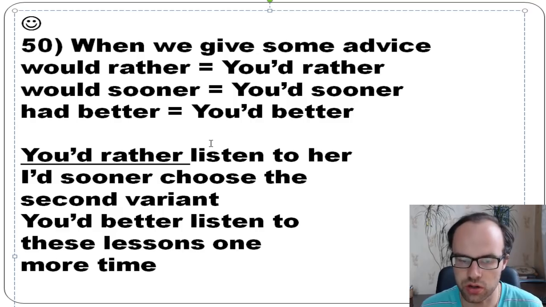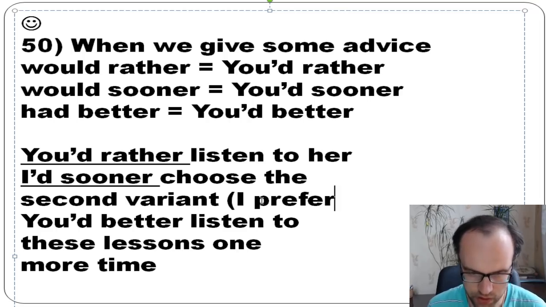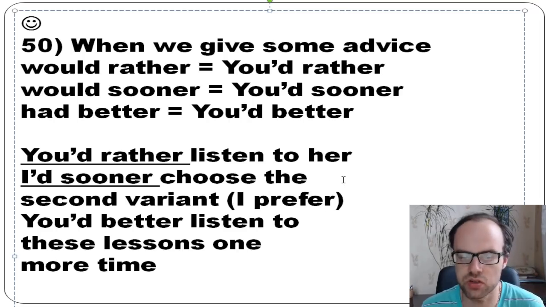So you'd rather listen to her. It means that it's a good idea if you listen to her. Okay. I'd sooner choose the second variant. So it means I prefer the second variant, and I'd like to choose it.